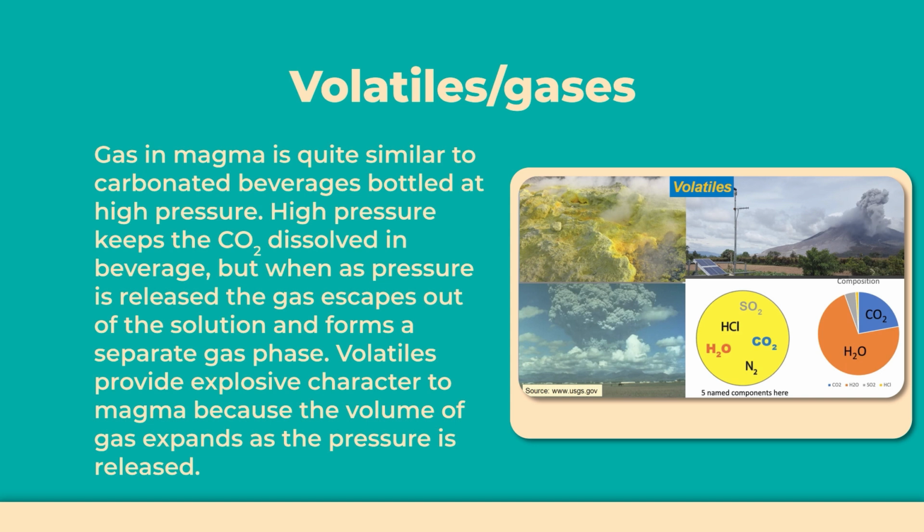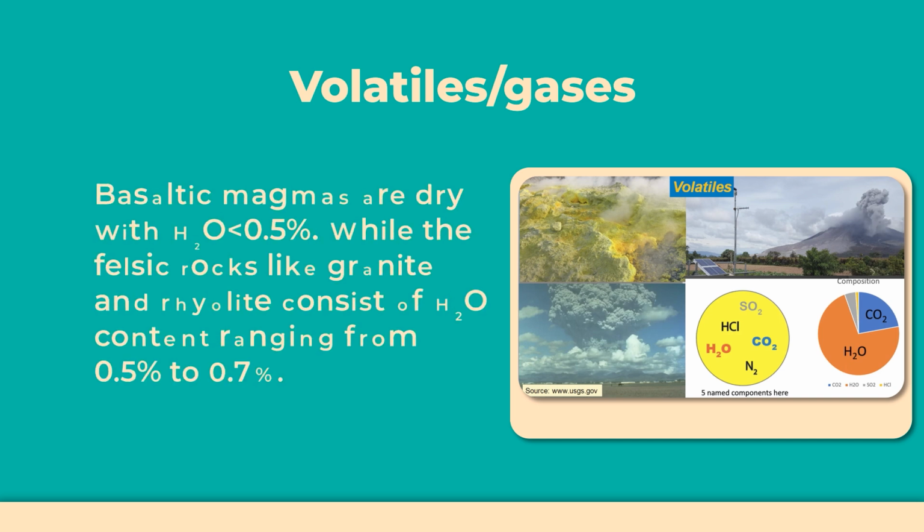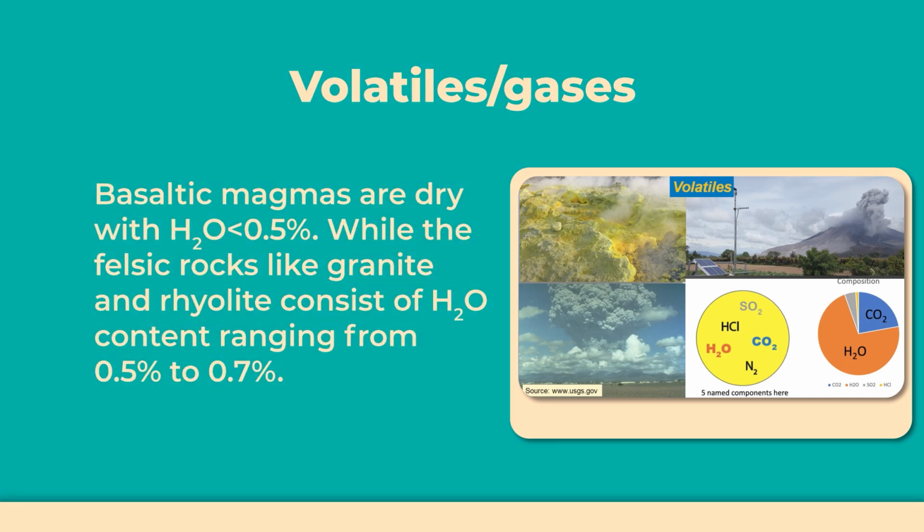So the volatiles provide explosive character to the magma because the volume of gas expands as the pressure is released. Basaltic magmas are therefore known as dry magmas because they have low volatiles, and H2O that is less than 5%, whereas felsic magmas or felsic rocks like granite and rhyolite consist of high H2O content that ranges between 0.5% to 0.7%.